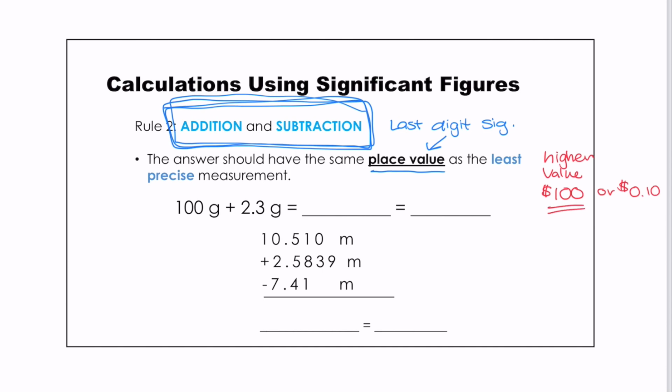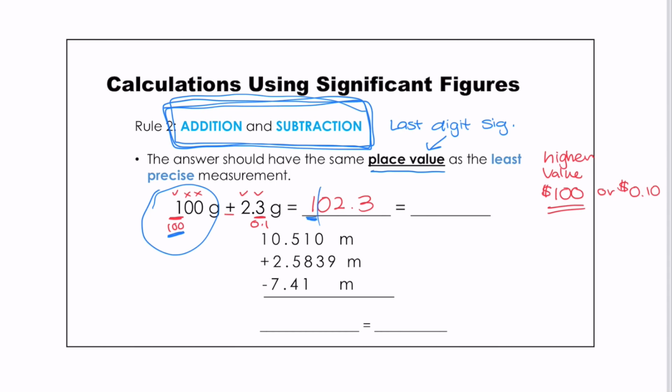So let's look at this, okay? If I add 100 plus 2.3 in the calculator, I get 102.3. But we are adding. So instead of counting sig figs, we're going to look at the last digit that was significant. So this one's significant, but these are not. So my last digit of significance is in the hundreds place. This is significant, that's significant. So my last digit of significance is in the tenths place. So ask yourself, do you want $100 or 10 cents? And we want $100. So we're going to round our answer in the hundreds place, which is right there.